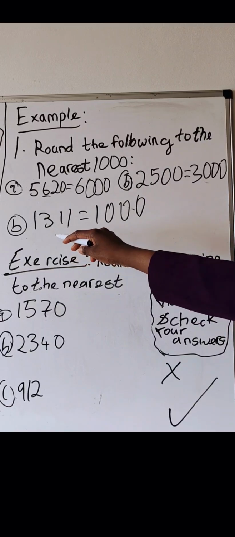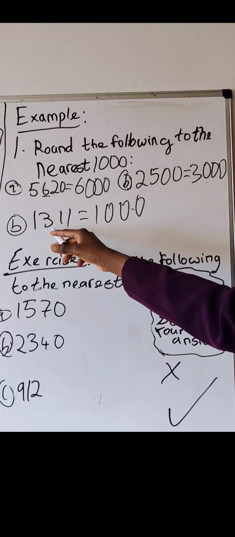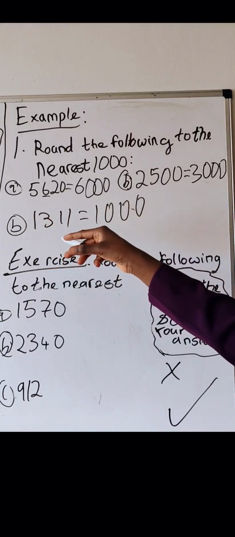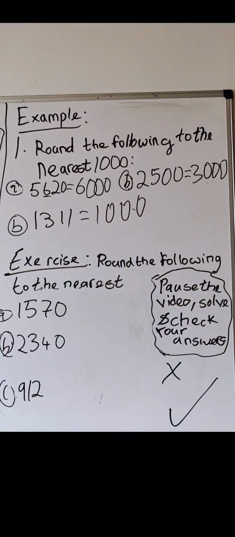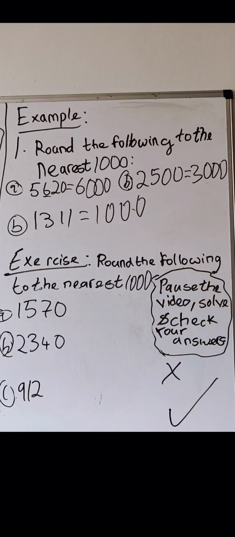because this is a round down number. So this is a round down number, so this will turn to 0 and we're not adding any 1 anywhere, so it will turn to 1,000. So this is the exercise I've given to you guys. So I want you guys to round the following to the nearest thousand, and pause the video, solve these questions, and check your answers.